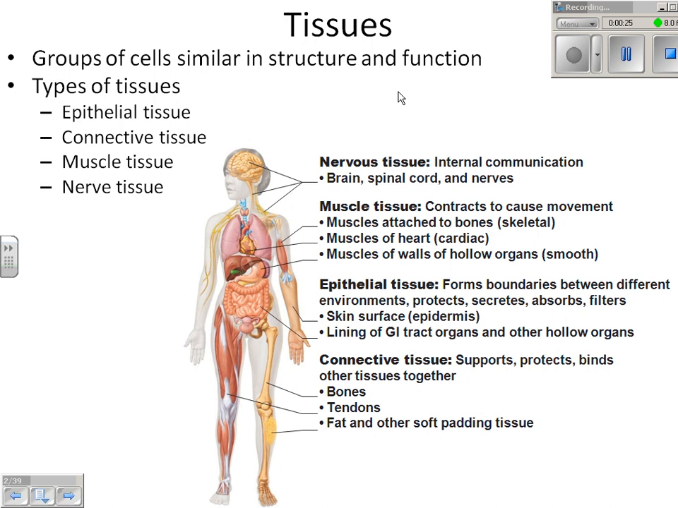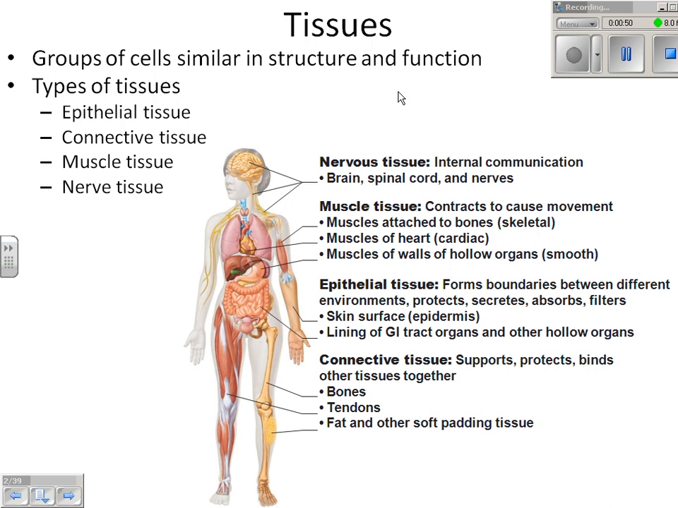The types of tissues that you'll find in your body are epithelial tissue, connective tissue, muscle tissue, and nerve tissue. So all the tissues in your body will fall under one of these four categories. Of course, your nervous tissue is made up of your nervous system: brain, spinal cord, and all the nerves coming out are going to be nervous tissue.